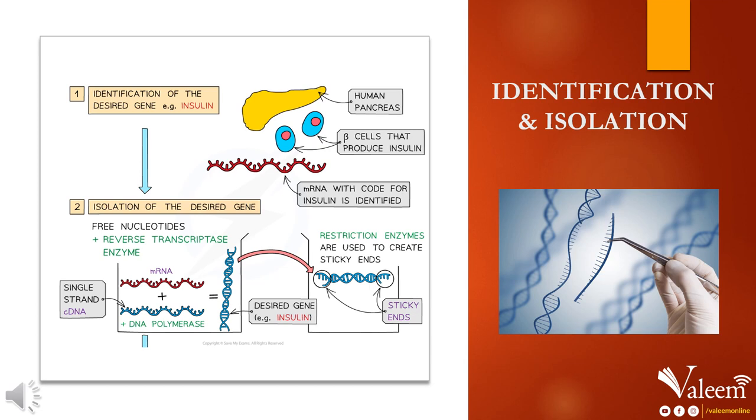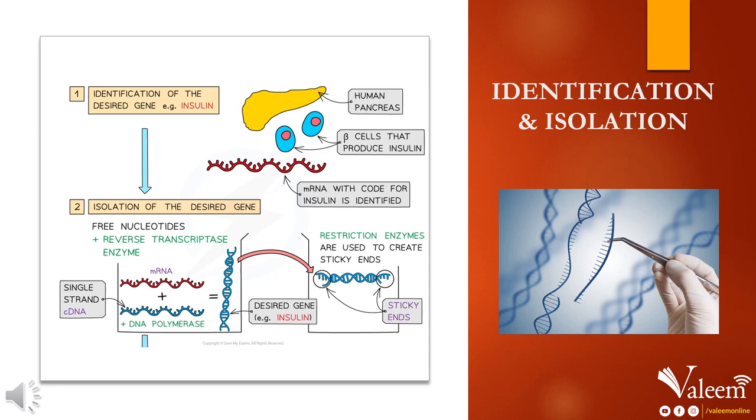basic information. The basic information was taken from the pancreas, and with the help of free nucleotides, it can easily be produced as a cDNA. cDNA is basically complementary DNA. Complementary DNA was produced from the mRNA. mRNA was the information which we got from the insulin produced from the beta cells of the pancreas.